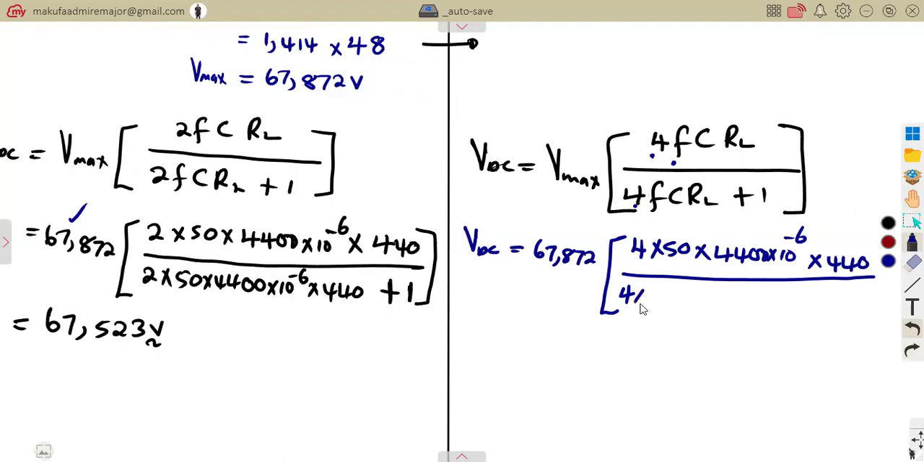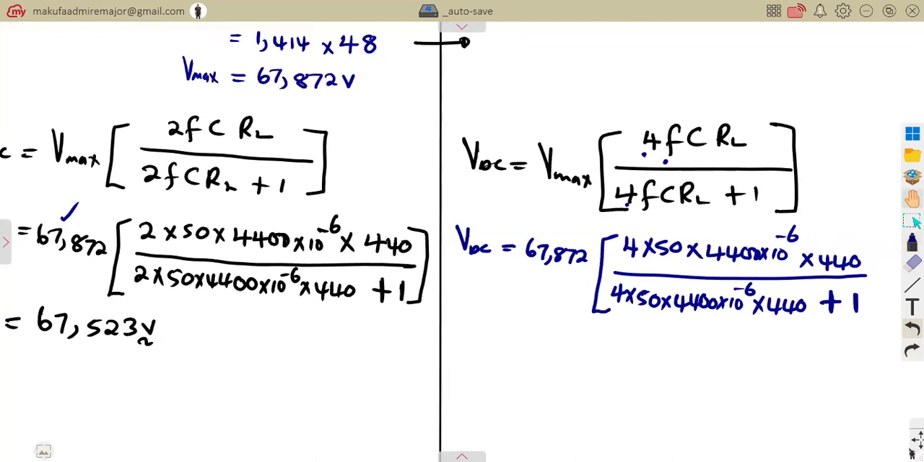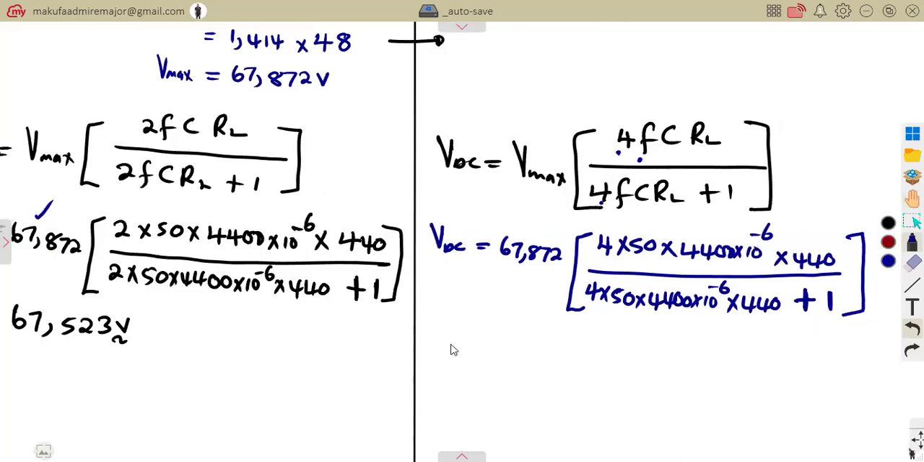So that's 4 times 50 times 4400 times 10 to the exponent of -6. That is, we are going to add a 1 later on. There we're going to add a 1. So this is what you're going to have at the end. And that was going to give us our VDC, which is 67.697 volts. So that is what you're going to have in that case.